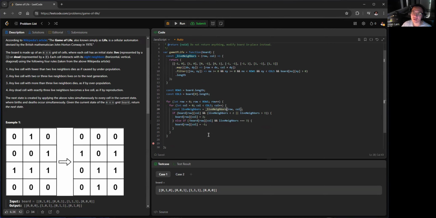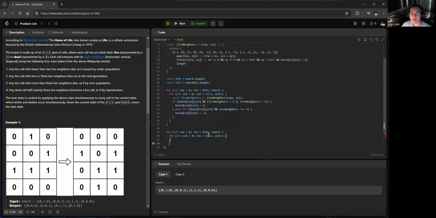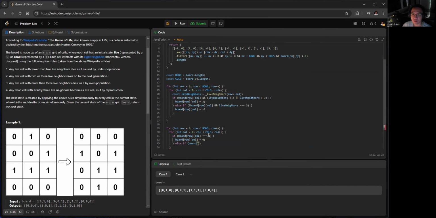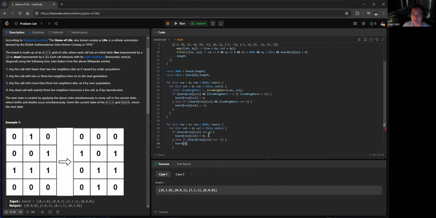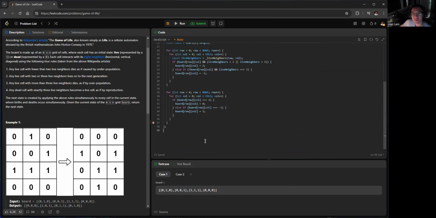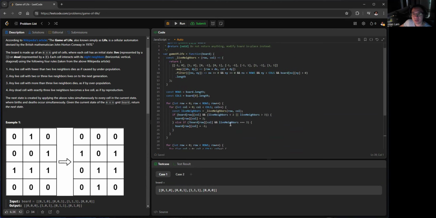So after that, we need to iterate through the board again and turn any 2 into a 0, right? And the -1 becomes a 1. Right? And we don't have to return anything.